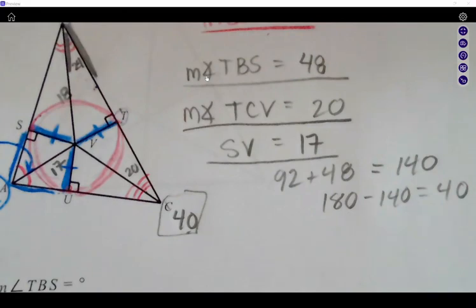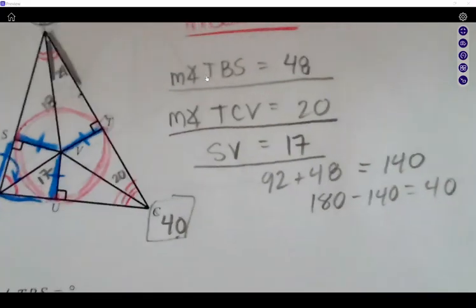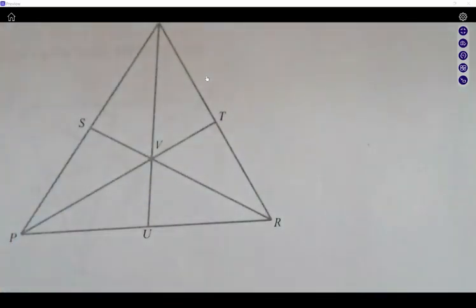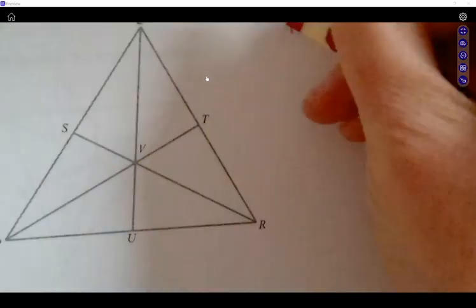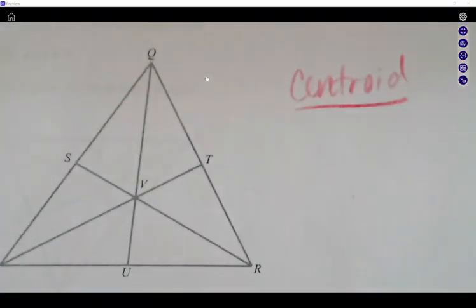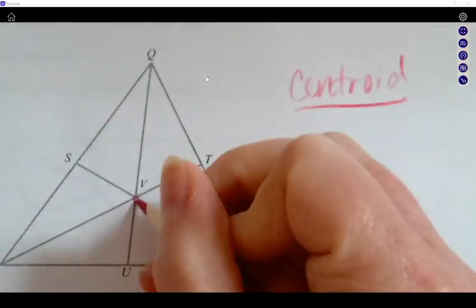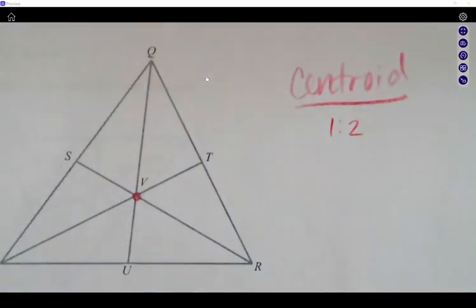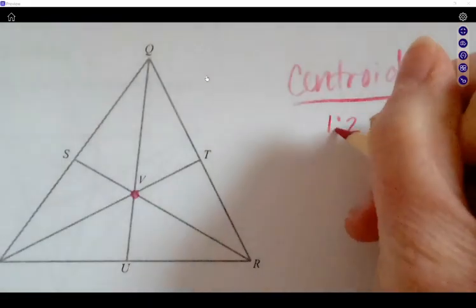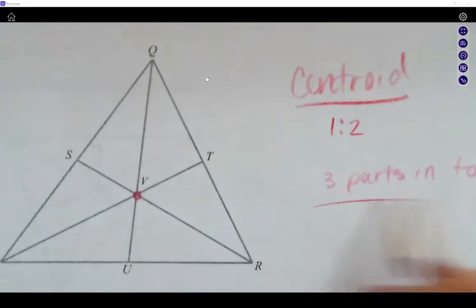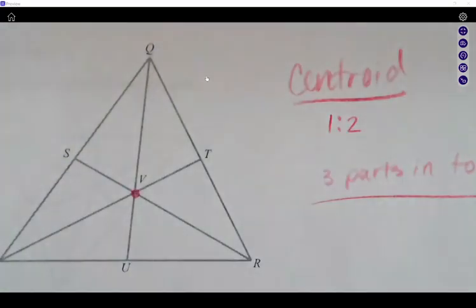We have one last thing and we've got 3 minutes. So flip on over to your third one on your paper. I want you to label that as a centroid. So this is a centroid, and it actually tells us that it's a centroid. If we have a centroid, you need to know that it intersects at a point that divides our median in a 1-to-2 ratio. So that's what you need to know, that 1-to-2 ratio relationship. There are 3 parts in total for each median.